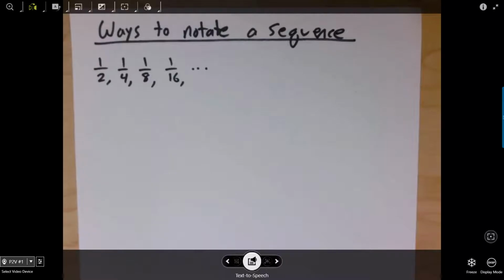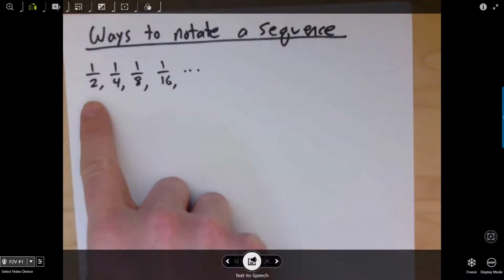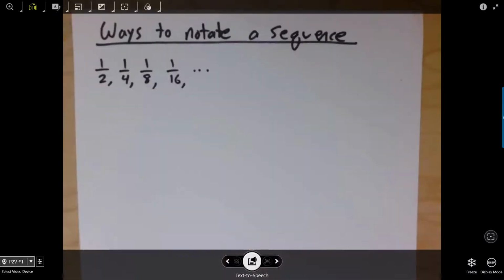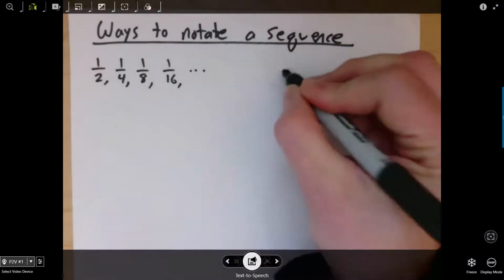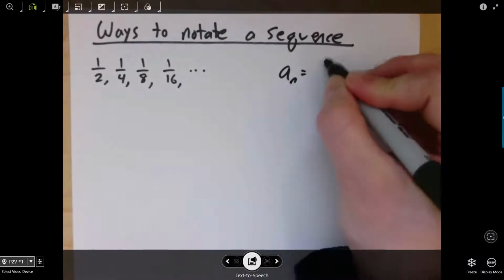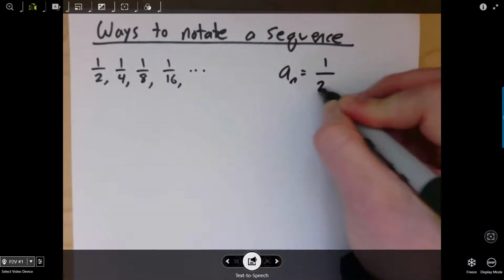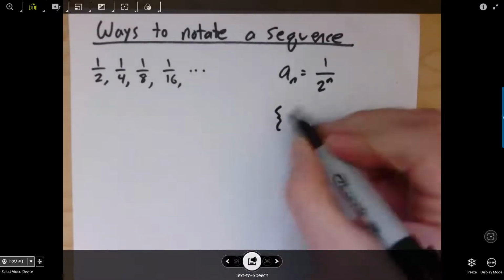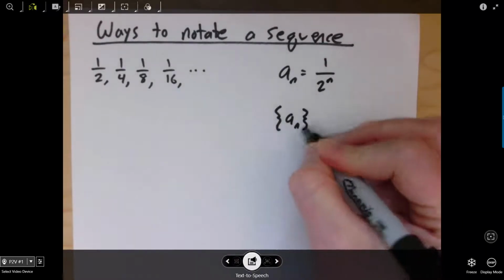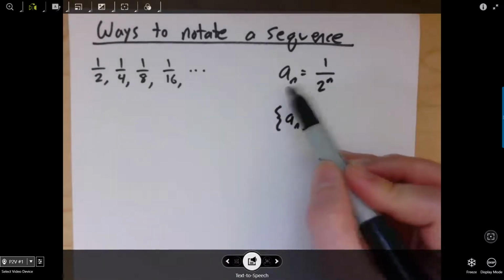There's lots of them. I've been writing the first couple of terms in the sequence just because I think that's a very clear way to see that there's a pattern and there's a sequence of numbers. It's more common to write the equation for the nth term of a sequence. You might also see this written with some curly braces. So this is an equation telling me what the nth term is.